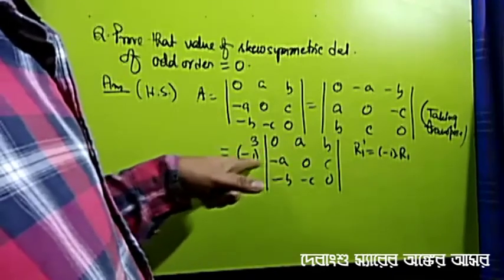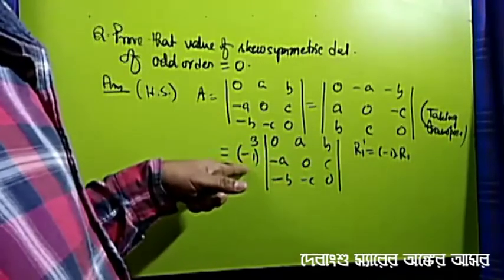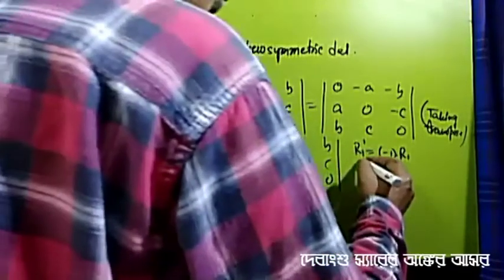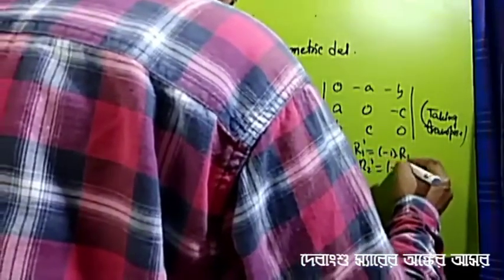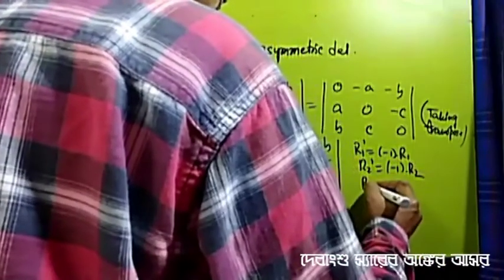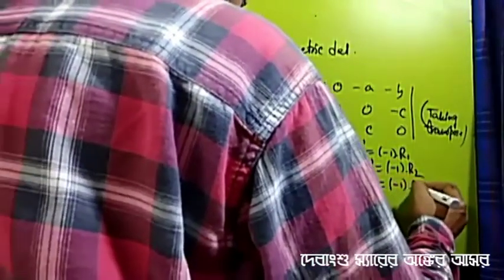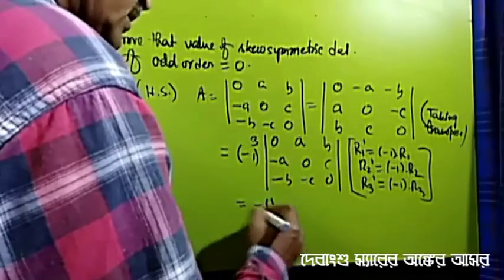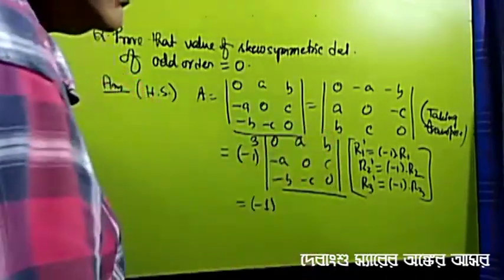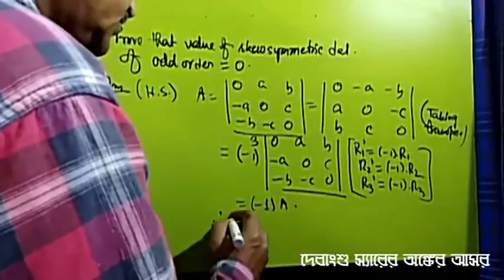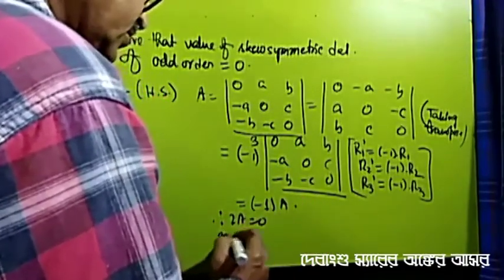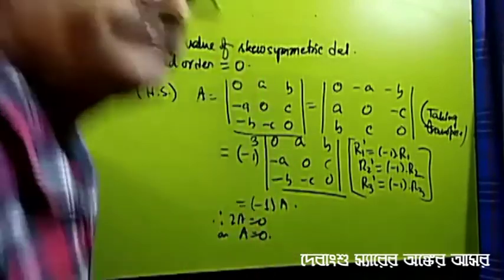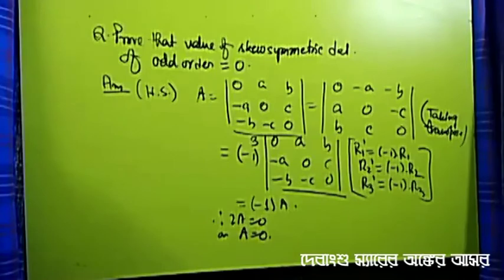For this, minus 1, for this, minus 1, for this, another minus 1. So 3 minus 1, there minus 1. R2 dash is equal to minus 1 into R2. And R3 dash is equal to minus 1 into R3. This way we can write what we have done. So that is equal to minus 1, and note that this is it. Hence 2A is equal to 0 or A is equal to 0. So now see, the proof of the theorem becomes easier.